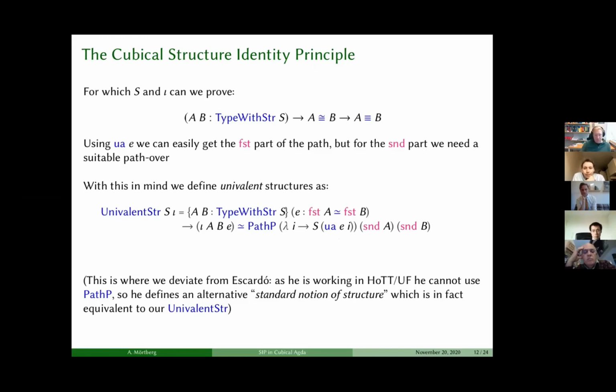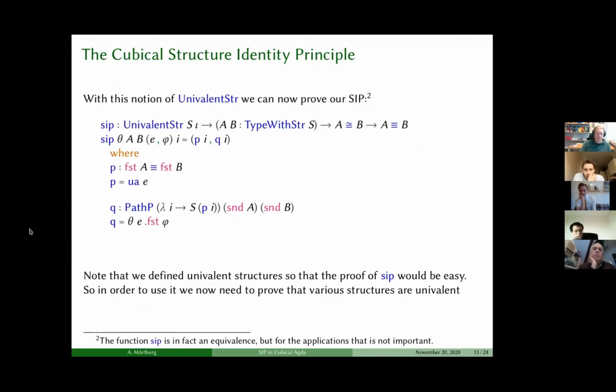And Martin has something very similar, but because he's working in HoTT UF, he can't use path P. So he has another notion which we call the standard notion of structure, which turns out to be equivalent to our notion, right? So this is really where we deviate a little bit from Martin and get something which is more cubical. So with this simple definition of what a univalent structure is, we can very easily prove the thing on the previous slide as follows.